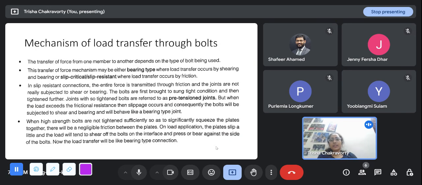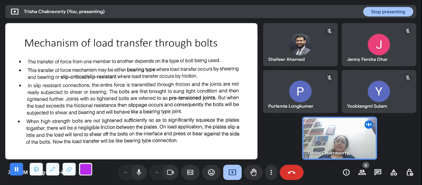Now we move on to the mechanism of load transfer through bolts. The transfer of force from one member to another depends on the type of bolt being used. This transfer of force mechanism might either be bearing type, where the load transfer occurs by shearing and bearing, or slip critical or slip resistant, where load transfer occurs by friction. So this is kind of critical, that you don't actually understand till you have been to an industry or you have done a research project on this.